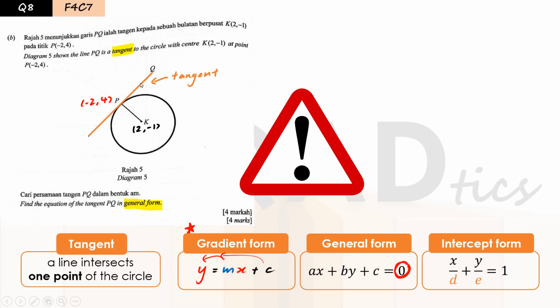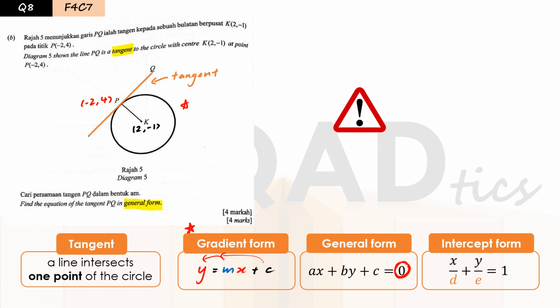Okay, so we need to recall another thing for tangent. Right, so if we have a tangent to the circle, tangent is actually perpendicular to the radius of the circle. Right, the radius of the circle, which is actually this PK.